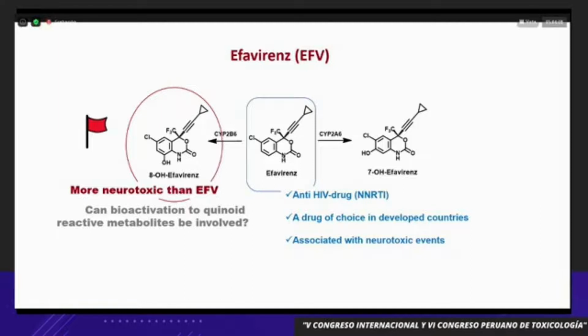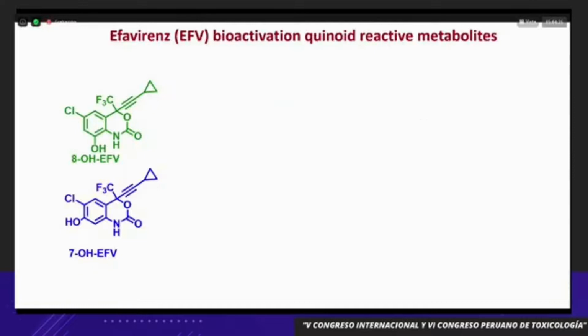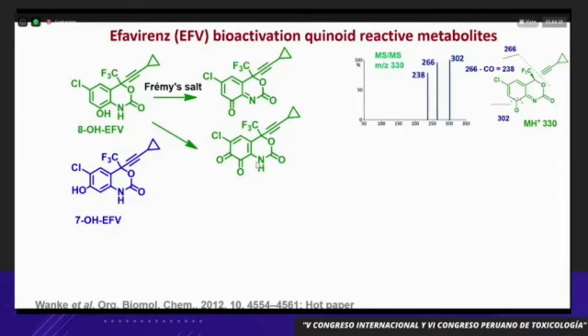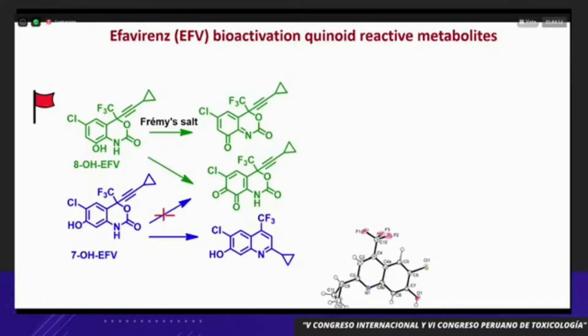So we have hypothesized that this could be due to the fact that this phenolic metabolite could be bioactivated to quinoid reactive metabolites. So to investigate this hypothesis, we have studied in vitro the reactivity of these two phenolic metabolites in biomimetic oxidative conditions. And it was very interesting to notice that indeed 8-hydroxy efavirenz could give rise to at least two distinct quinoid metabolites, but in contrast, 7-hydroxy efavirenz only gave rise to a quinolone metabolite for which no toxicity is expected.